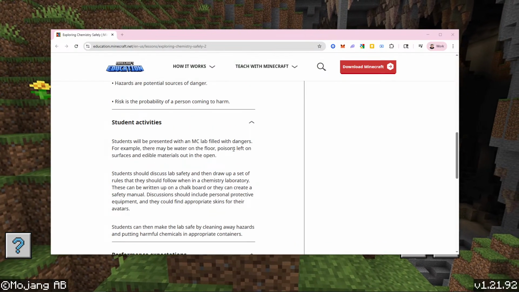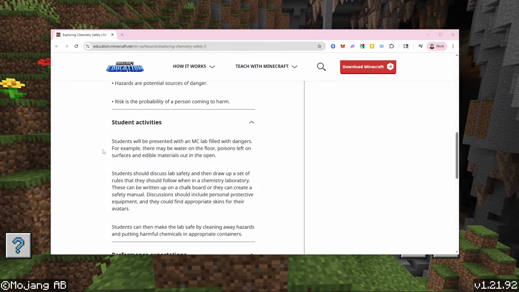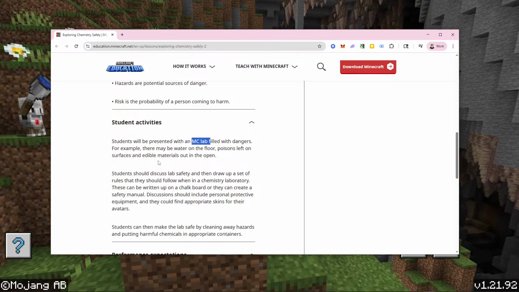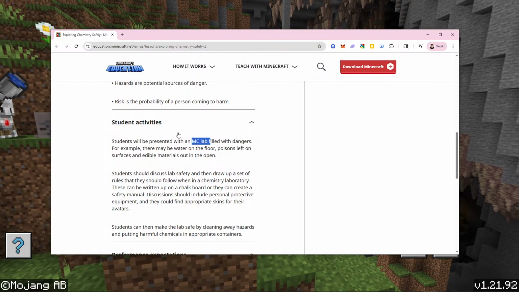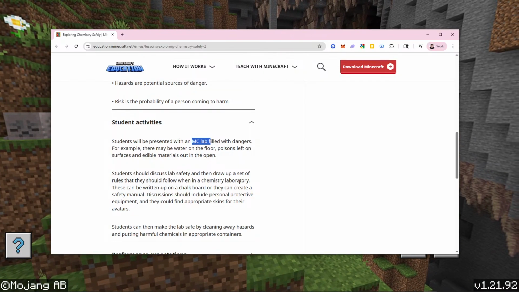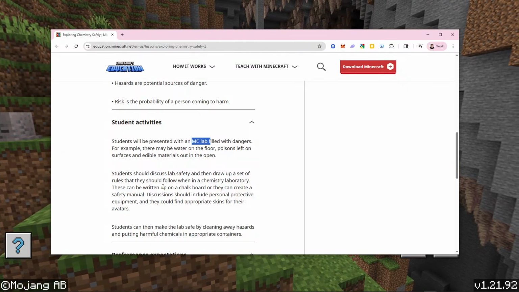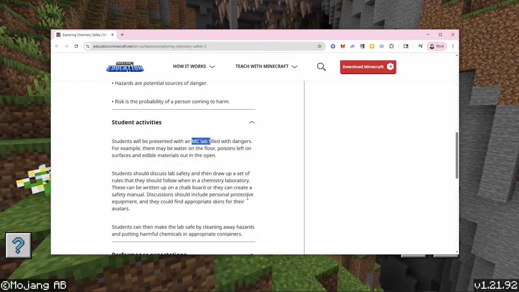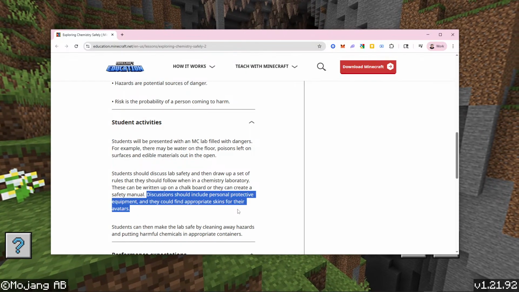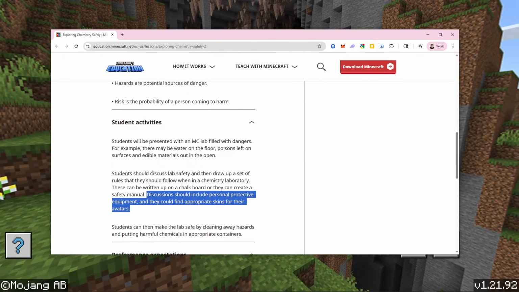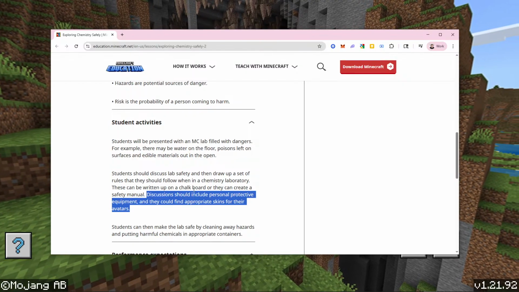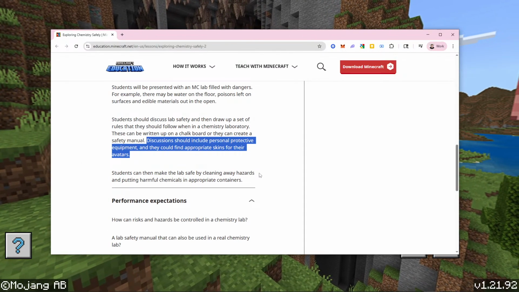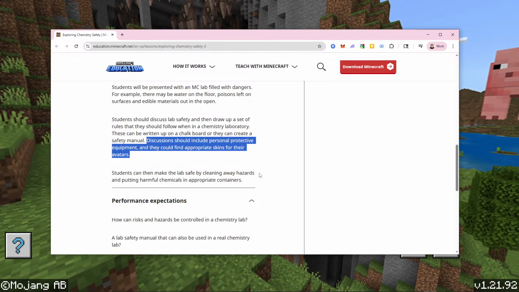Students will be presented with a lab filled with dangers. Imagine that's Minecraft. For example, there may be water on the floor, poisons left on surfaces, and edible materials out in the open. Students should discuss lab safety and then draw up a set of rules that they should follow when in a chemistry laboratory. These can be written up on a chalkboard or they can create a safety manual. Discussions should include personal protective equipment and they could find appropriate skins for their avatars. Students can then make the lab safe by cleaning away hazards and putting harmful chemicals in appropriate containers.